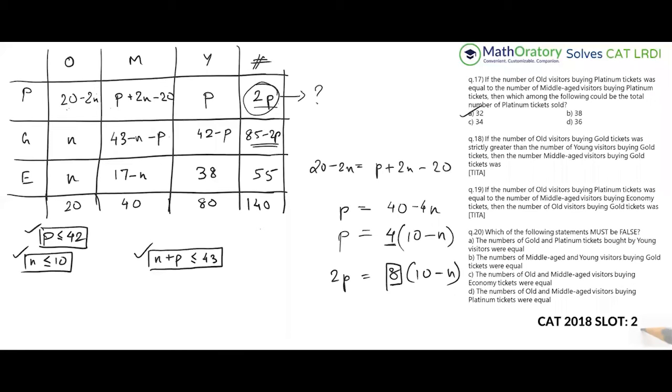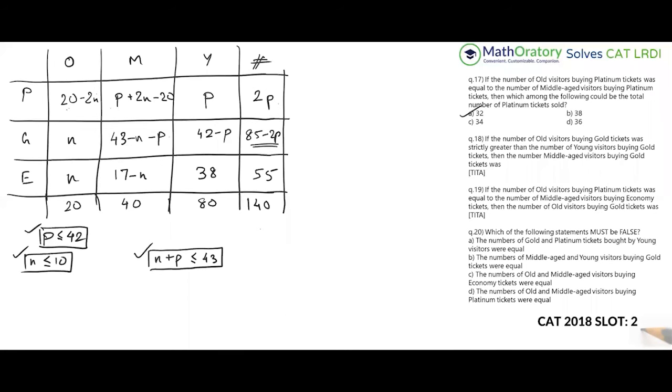Let me take this off and then I'll go to question number 18. 18 asks, if the number of old visitors buying gold tickets was strictly greater than the number of young visitors buying gold tickets. So it is comparing the gold tickets for old and young, right? So old is this one and young is this one. So it says old visitors buying gold tickets, that is N, is strictly greater than the young visitors buying gold. So this thing, right?